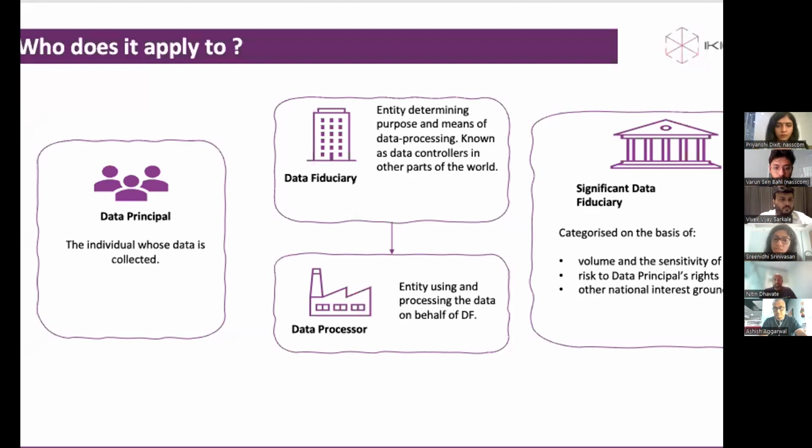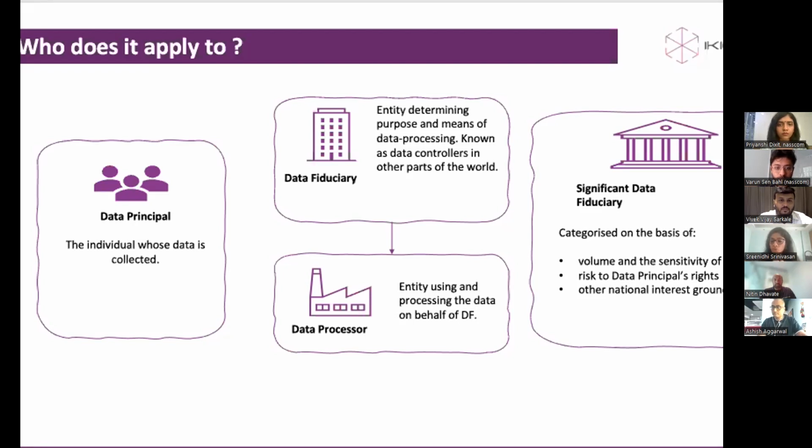There are data processors, who are entities which are only carrying out processing activities on behalf of the data fiduciary. Their job is limited to discharging and fulfilling whatever instructions the data fiduciary is giving them. There are also significant data fiduciary entities. If you're processing large volumes of data, you might be designated as a significant data fiduciary.